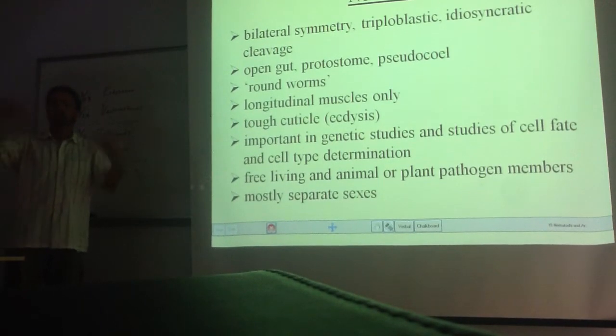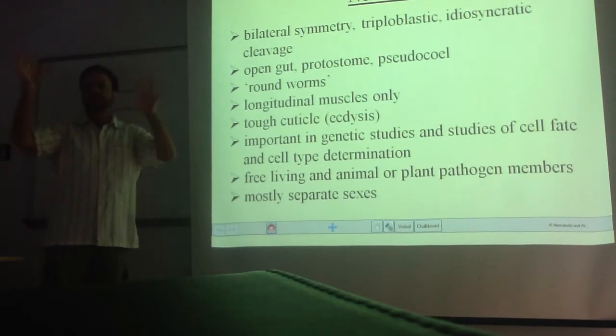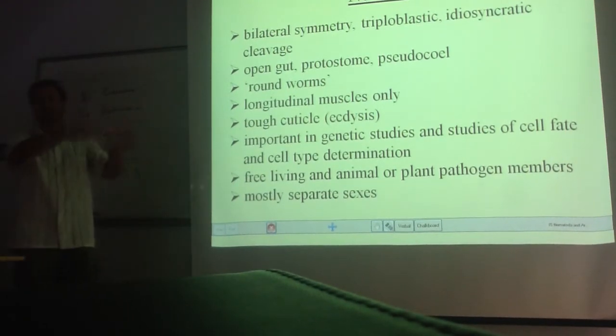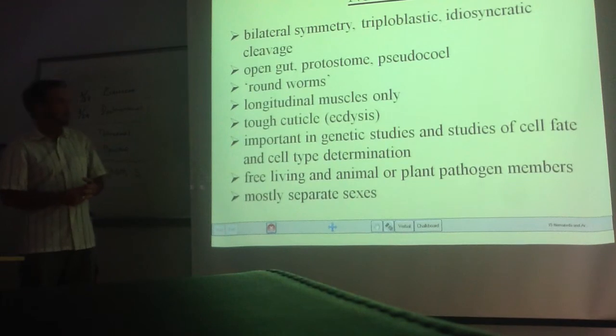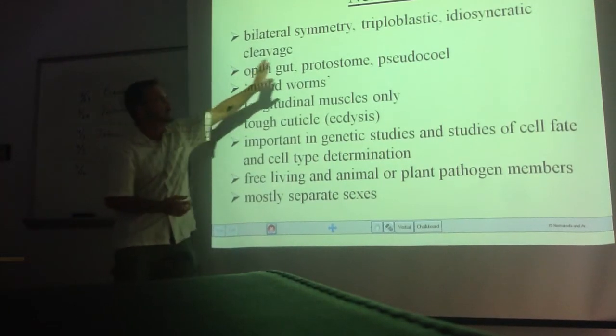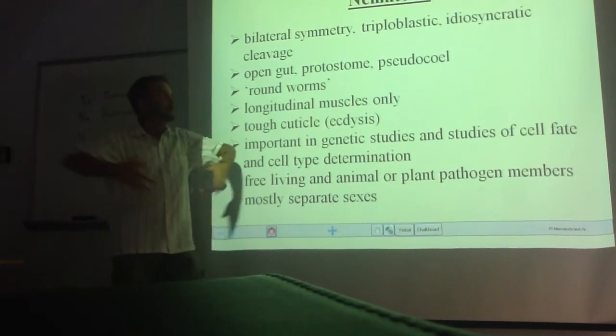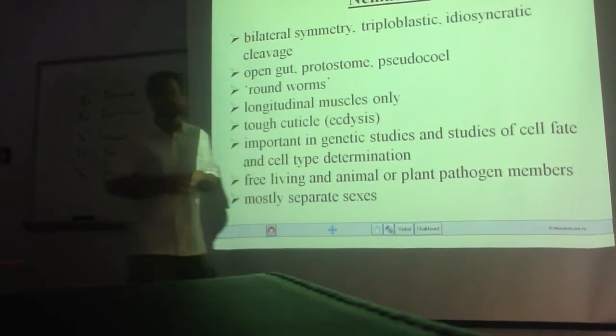So arthropods, onychophorans, tardigrades, nematodes all have now this newly recognized type of determinate cleavage that's distinctive from the type that annelids and mollusks have. They have an open gut, so they have a mouth and an anus. They're protostomes, that means what? The blastopore becomes the mouth, and they have a pseudocoel. So what does that mean?